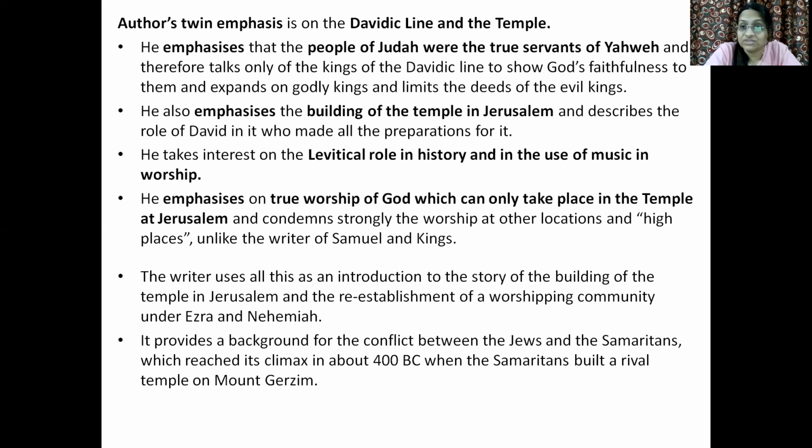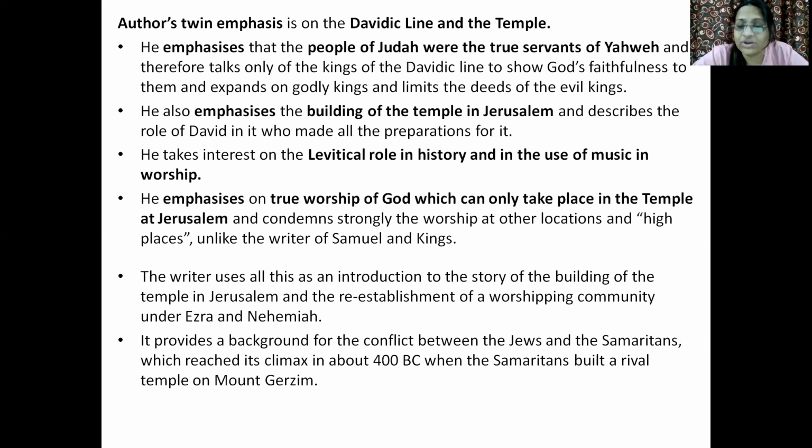Who were these Samaritans? It gives us a background also, that why there was a conflict between the Jews and the Samaritans, which reached its climax in 400 BC when the Samaritans built a rival temple at Mount Gerizim. So there was a peak of conflict between the Jews and the Samaritans. We see that in 400 BC they built a temple on Mount Gerizim.